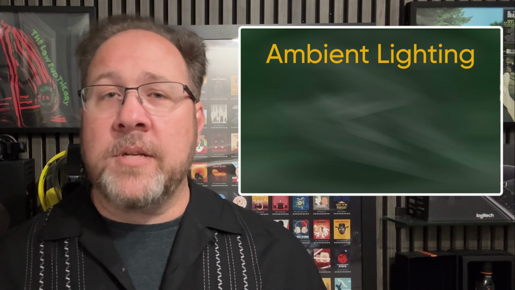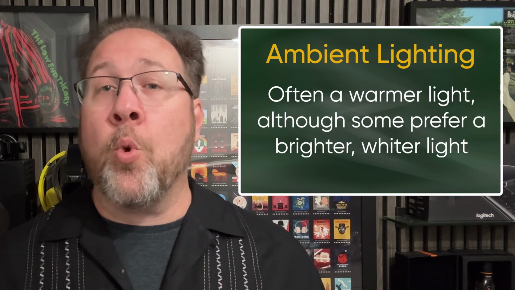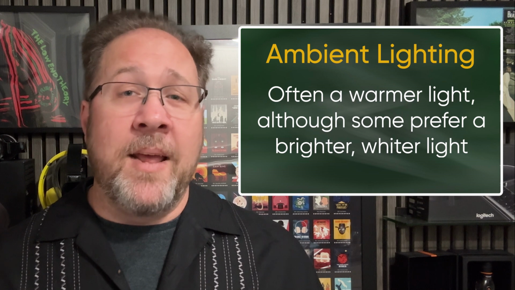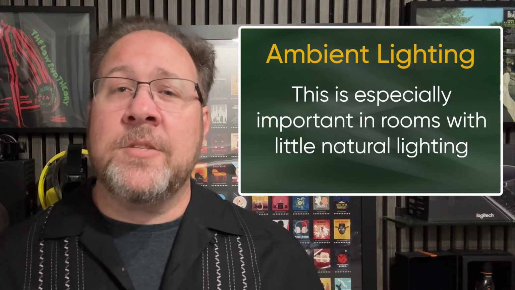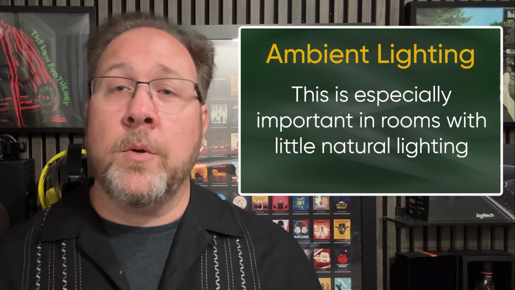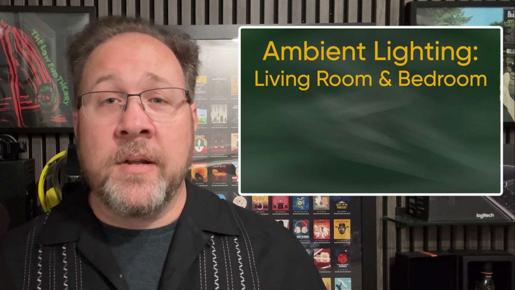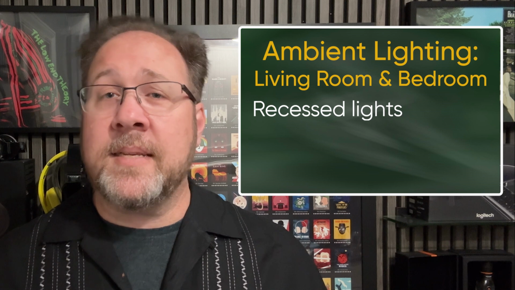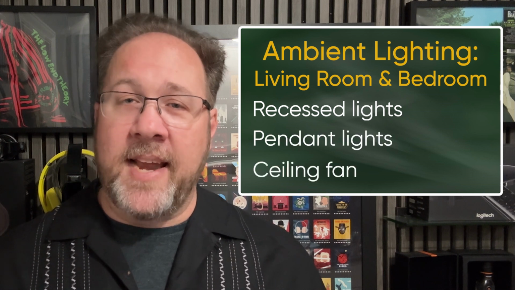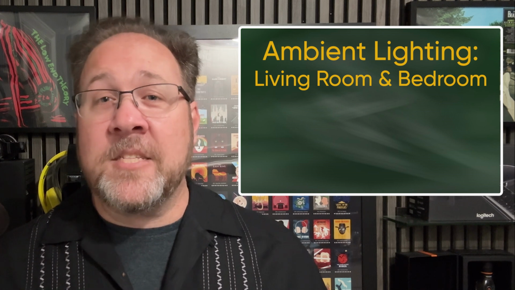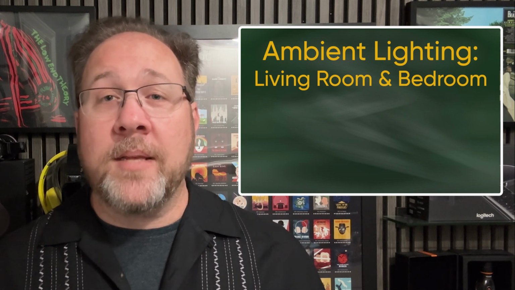We'll talk about color temperature in a minute, but this is often a warmer light, although some prefer brighter white to help energize them during the day, especially if they don't have access to a lot of natural light and windows in the room. In the living room or bedroom, ambient lighting is most often accomplished with recessed lights, a central pendant light, and often a fan. There's an old industry saying, four cans and a fan, and that's because it's one of the most common ways an electrician executes lighting in a room.